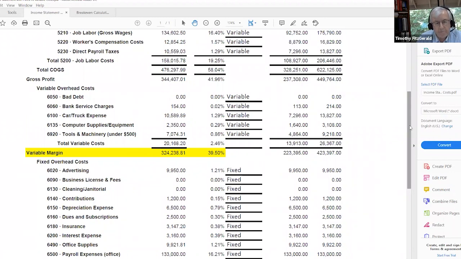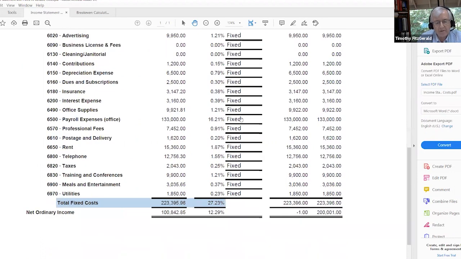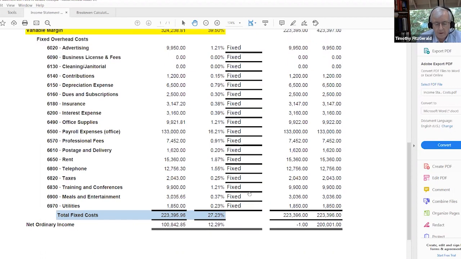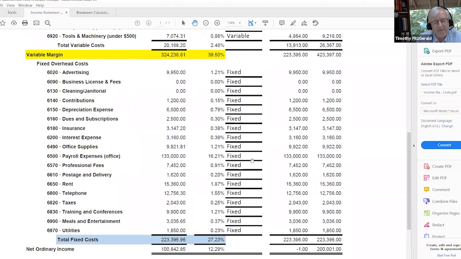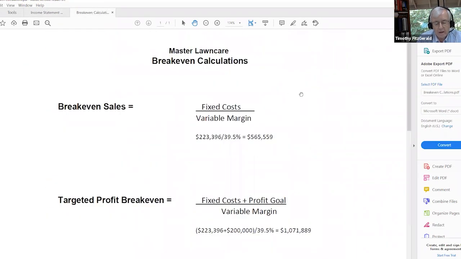So when we're doing this break even, we're going to take our income statement and go line by line and mark each one variable or fixed. And again, this is a simple example, but it gives you an idea what we're trying to do. Once we've done that and we know what our variable margin is and what our total variable costs and total fixed costs are, then we can actually do a break-even calculation. The break-even calculation is as simple as taking our fixed cost divided by variable margin, and it tells me that my break-even sales for this business is $565,000.